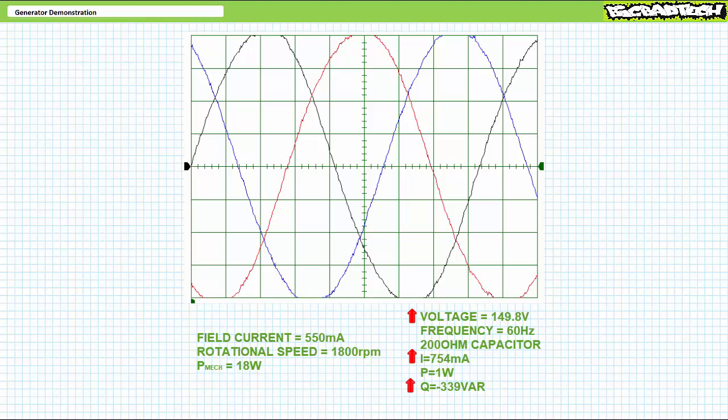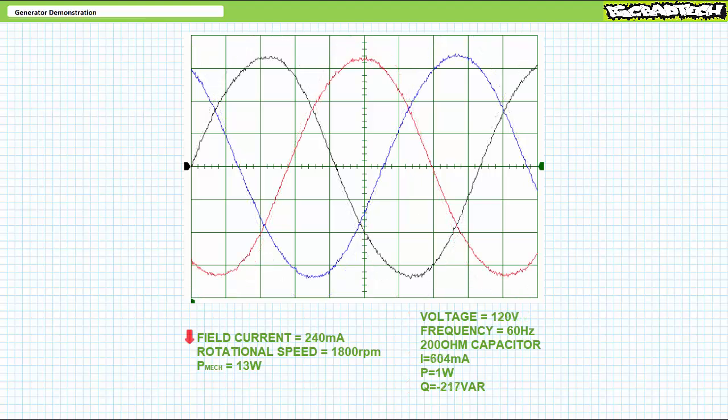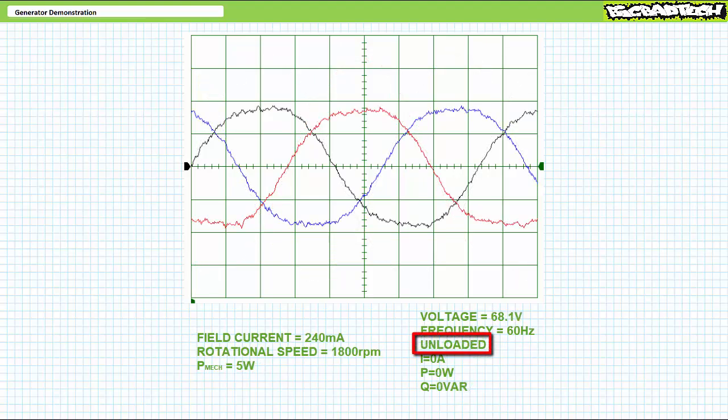A quick solution to this large disturbance is to decrease field current. In this case, we'll need a substantial reduction. When we dial field current all the way down to 240 milliamperes, voltage magnitude stabilizes at the desired 120 volts. Now, consider what happens when this capacitive load is suddenly disconnected. In this highly underexcited state, voltage magnitude plummets to an almost unworkable 68 volts.